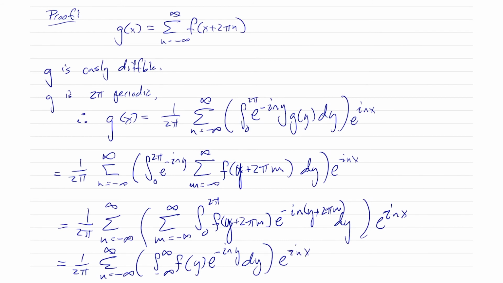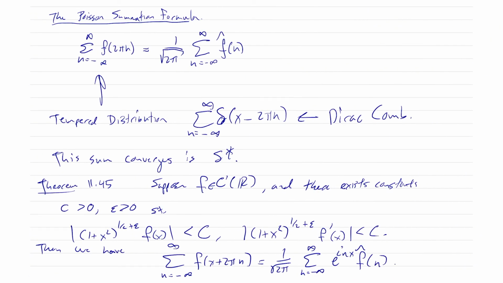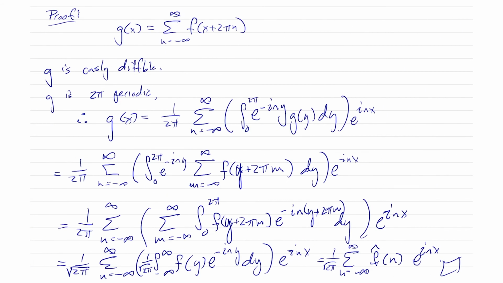And if I take one of these factors and put it in here, then this is the sum n equals negative infinity to infinity of 1 over square root of 2 pi of f hat of n times e to the I n x, right? And on the other side, g was just the sum. And so that is the proof. So now I have just demonstrated that this is true, and then by setting x equals 0, you get that back.